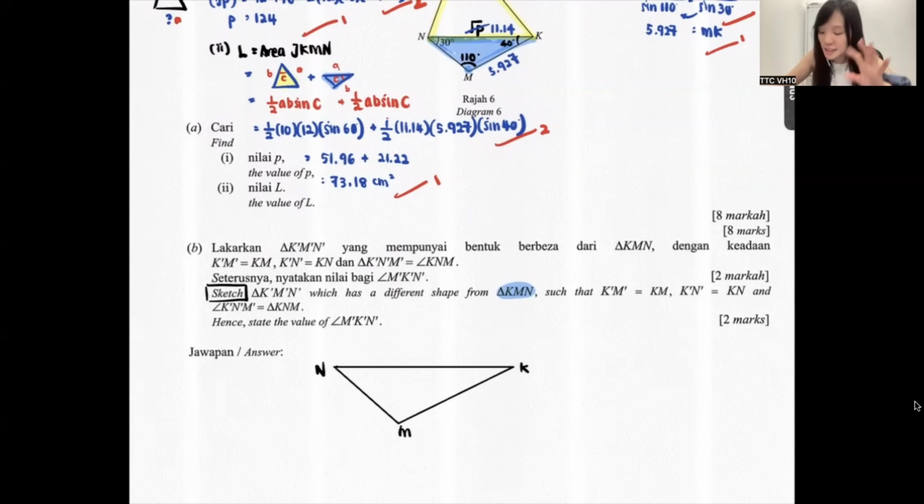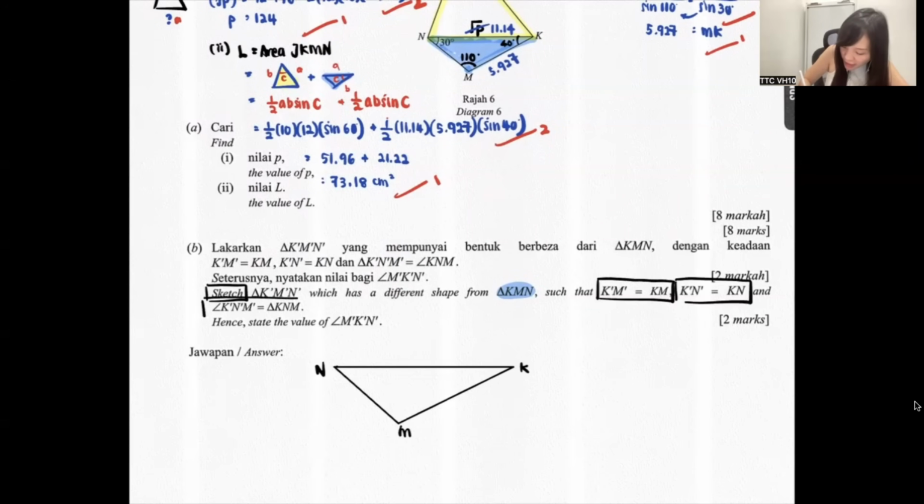They say different shape, such that K prime M prime is the same, K prime N prime is the same, and the angle K prime N prime M prime and the angle KNM are the same. After sketching, my dear, the sketch should be 1 mark because they give you 2 marks, right? The sketch is 1 mark, and then stating the value is another 1 mark. So they want you to find 2 things, okay? So how do you guys sketch?